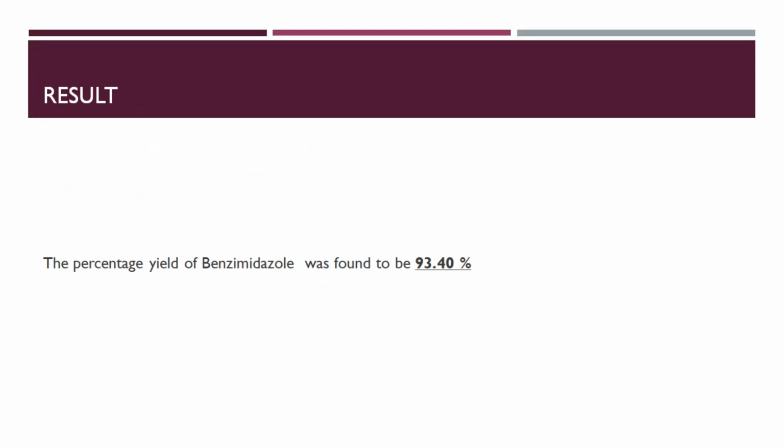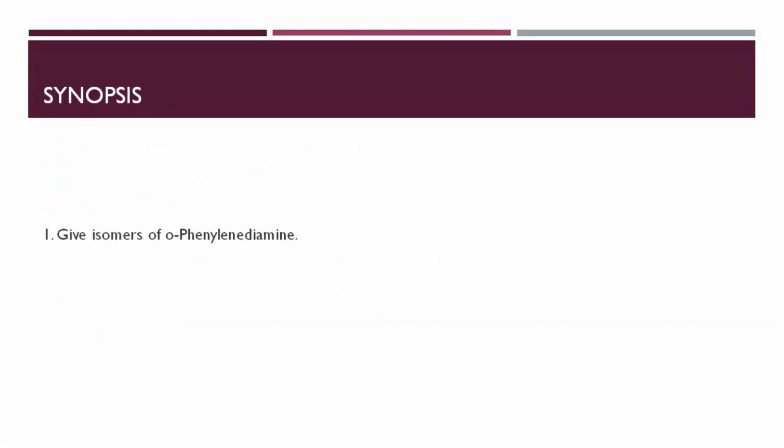So we have seen how to perform synthesis of benzimidazole along with principle, actual procedure and calculations. Now let us see some of the questions related to this practical. So the compound which we have used as precursor is orthophenylene diamine. So give some isomers of orthophenylene diamine. So by isomers we mean that molecular formula will be same, only the arrangement is different.